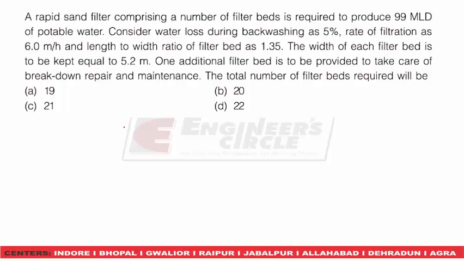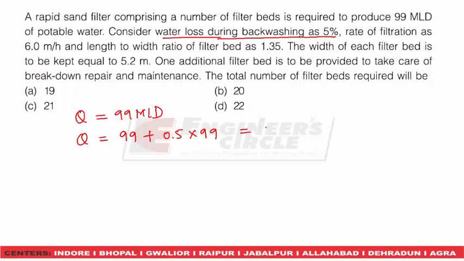Now the discharge required for the municipal usage is 99 mld, but 5% is lost during backwashing, so the actual water discharge will be equal to 99 plus 5% of 99. So this is equal to 1.05 into 99, that is 103.95 mld.